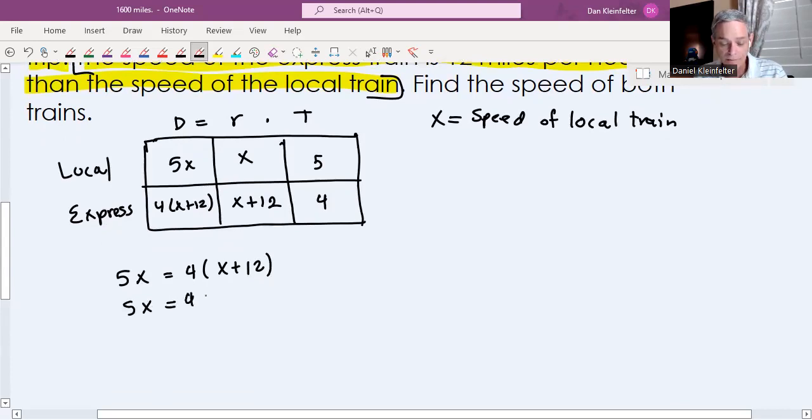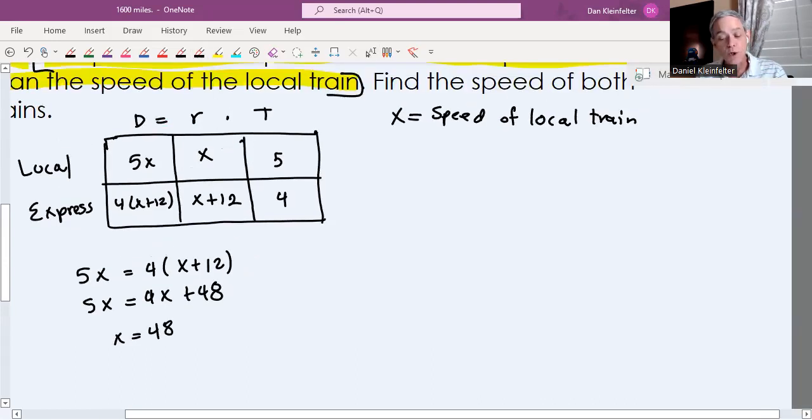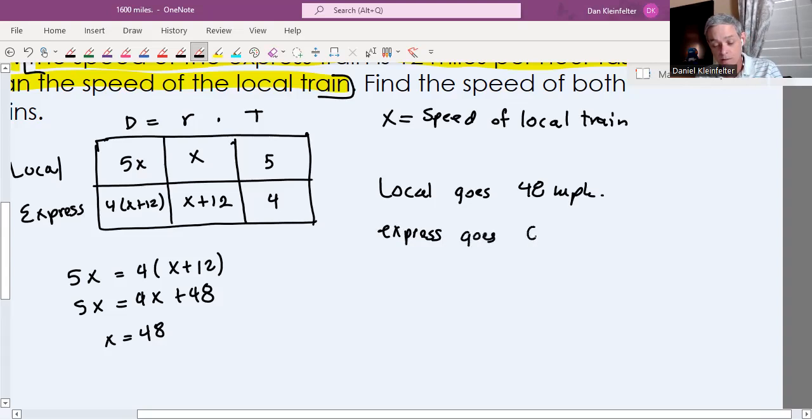Okay, luckily, the equation to solve is actually pretty easy. So we'll take the 4x from both sides. That will leave us an x of 48. So 48 was the speed of the local train. So the local goes 48 miles per hour. And then the express is 12 faster. So the express will go 48 plus 12, or 60 miles per hour.